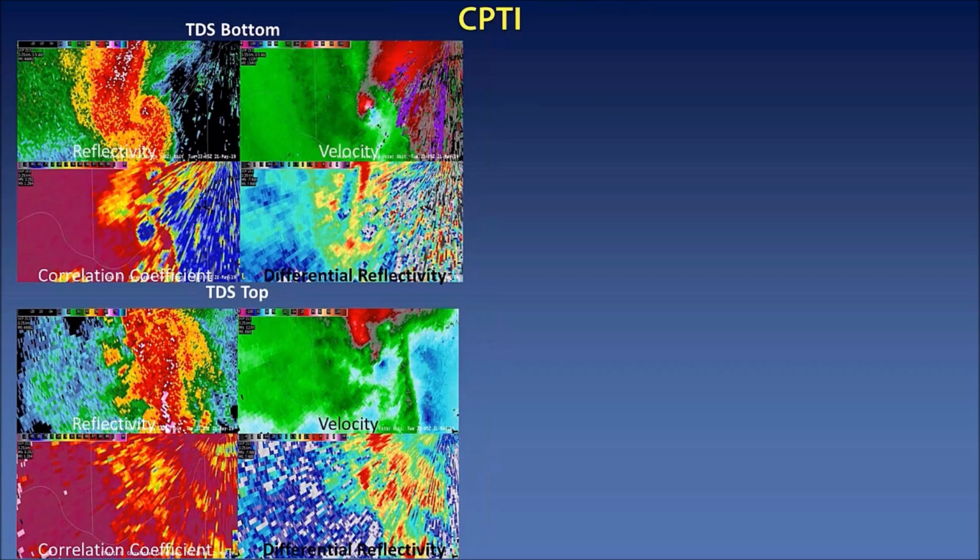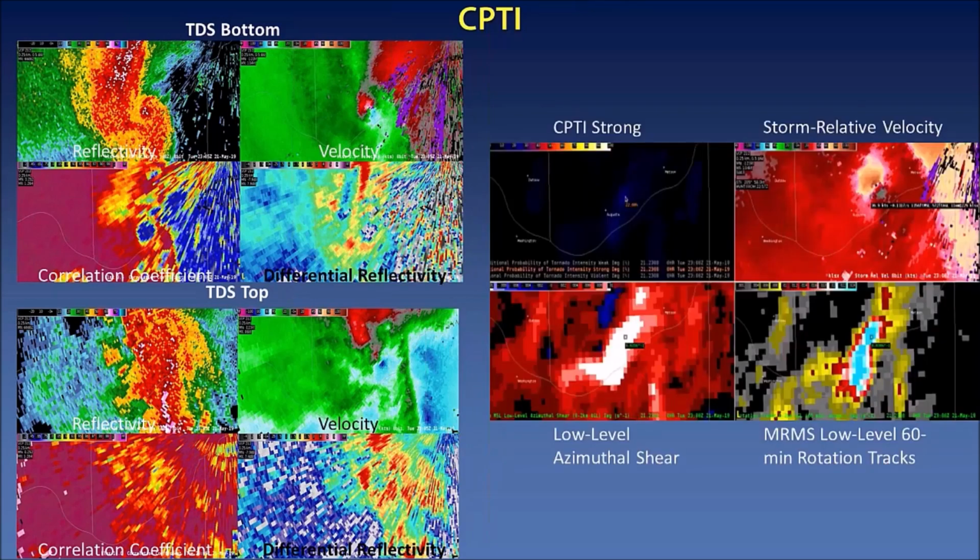So then we look at the conditional probability of tornado intensity, and that is plotted on the right image in the top left pane. This CPTI basically has 3 different fields that it plots: the probability of a weak tornado, probability of a strong tornado, and probability of a violent tornado. The way this works is basically a summation. All of those 3 probabilities add up to 100%. So when you get a reduction in the weak tornado, it means there's a higher chance of a strong tornado, violent tornado, etc. And on this particular case, I also have plotted storm relative velocity.